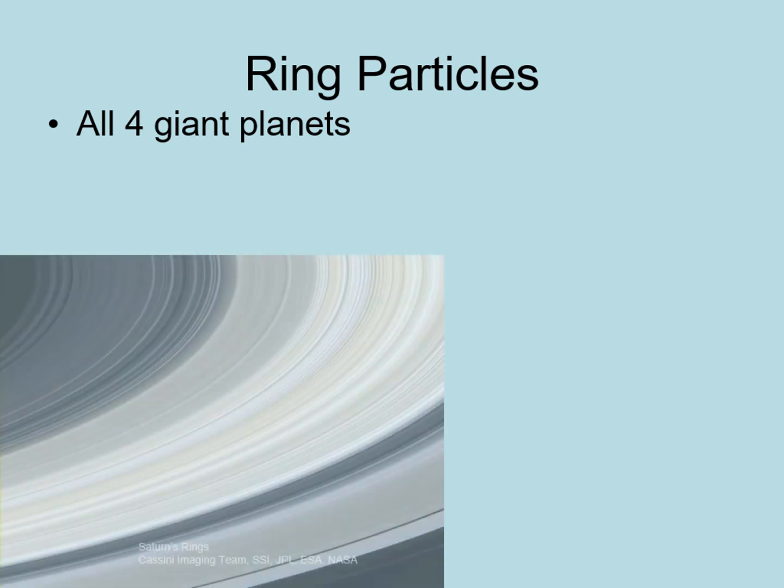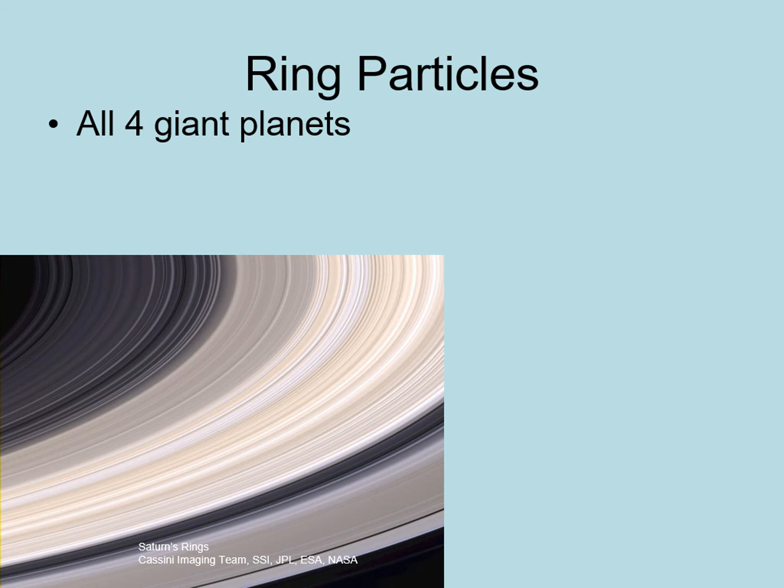In addition to moons, all 4 of the giant planets have systems of rings orbiting over their equators. Saturn's is the most famous set, and for good reason. It's much brighter and has much more mass than any other planet's ring systems.